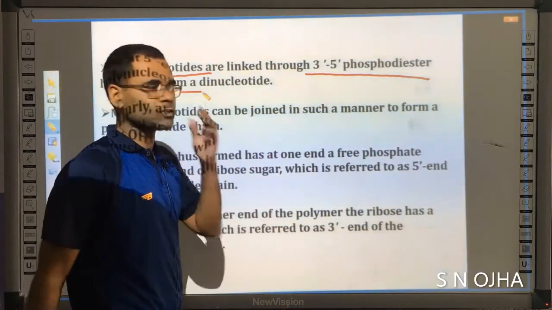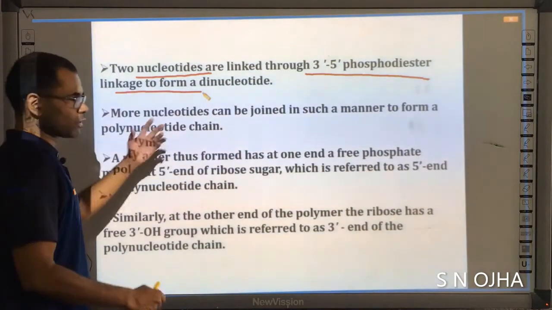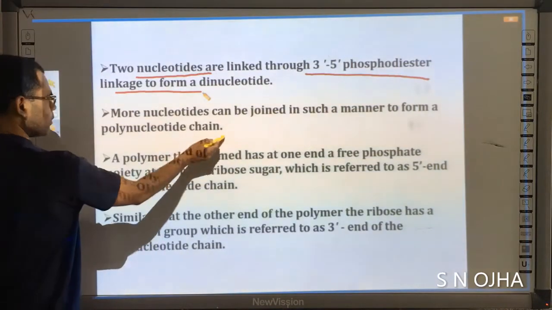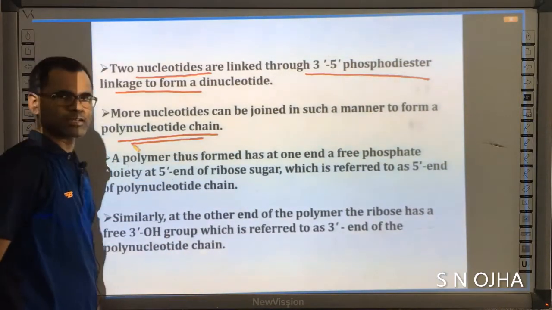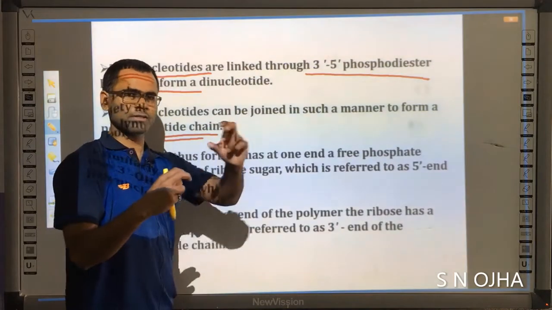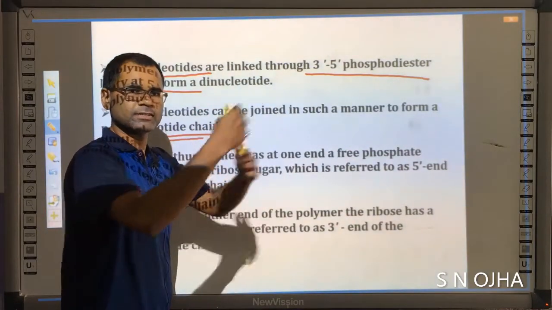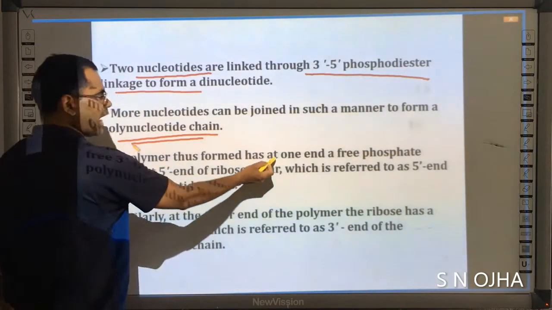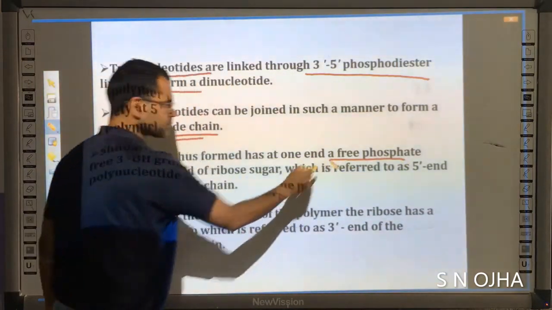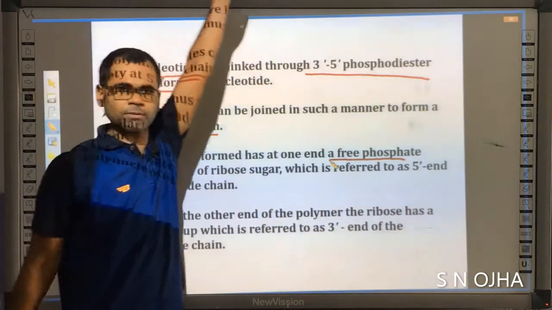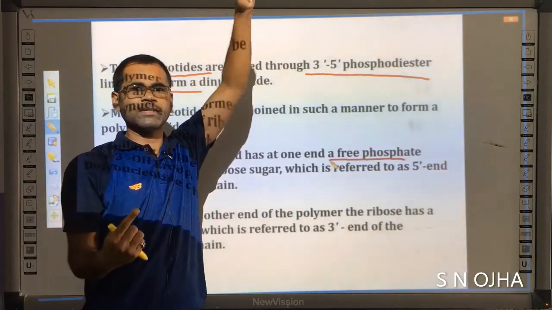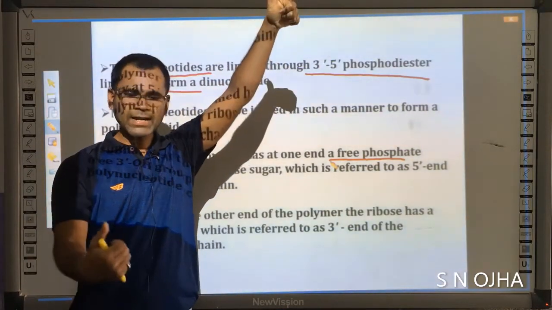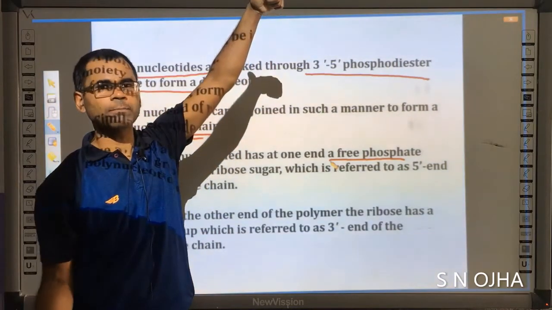3', 5' phosphodiester linkage. Okay, what is that? Now we will discuss. More nucleotides can be joined in such a manner, and as a result, this is called a polynucleotide. One nucleotide, another nucleotide, another nucleotide, and then it is termed a polynucleotide. A polymer thus formed has a free phosphate at one end. So whatever long polymer is formed has 2 ends. At one end, the phosphate group is free, and at the other end, the hydroxyl group is free.